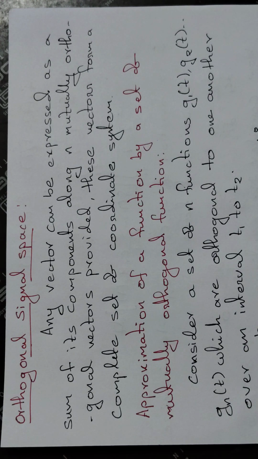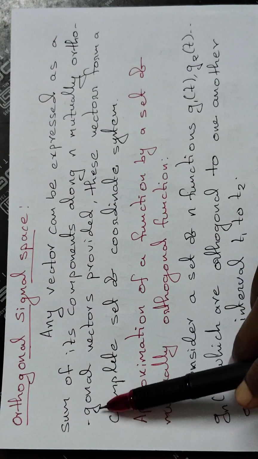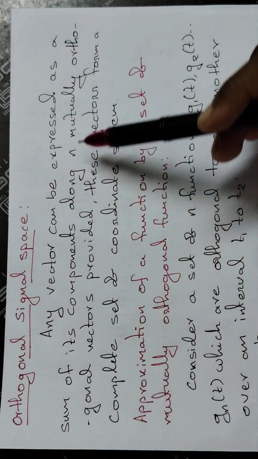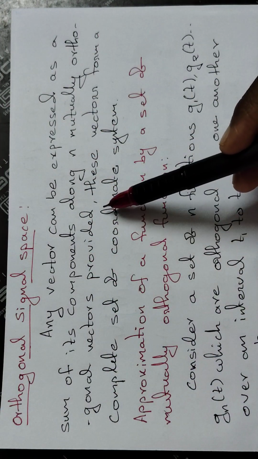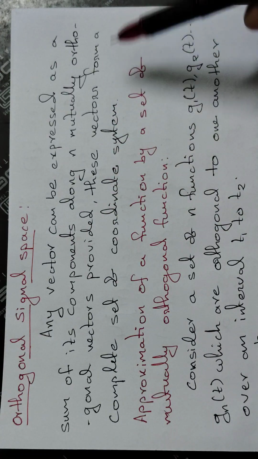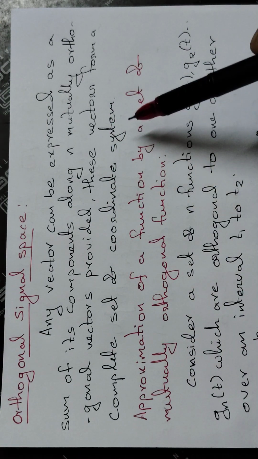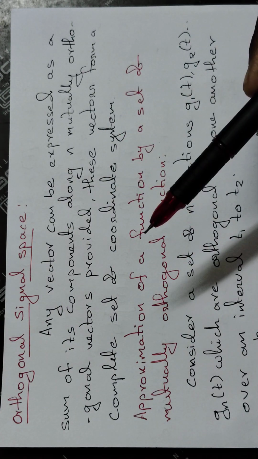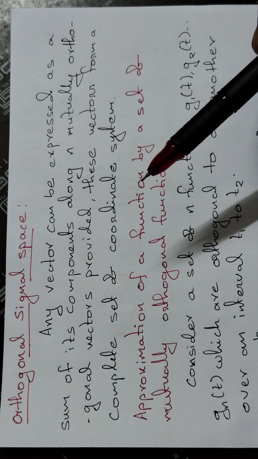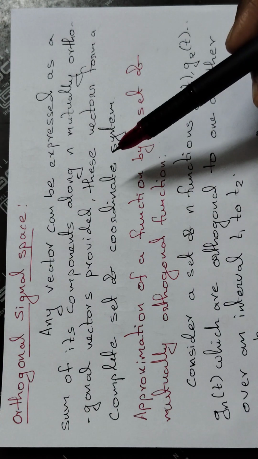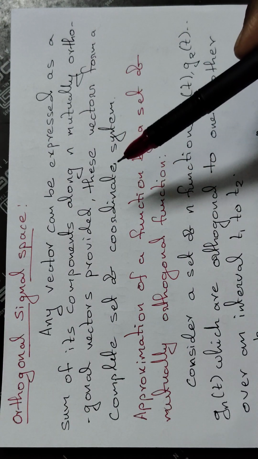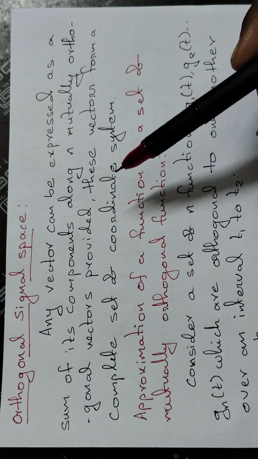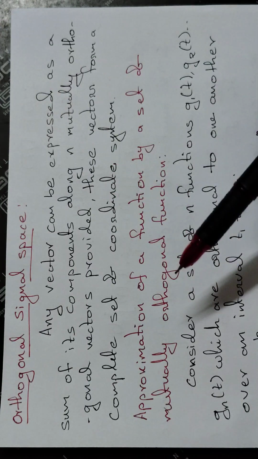In this video, I am going to explain about orthogonal signal space. Any vector can be expressed as a sum of its components along n mutually orthogonal vectors, provided these vectors form a complete set of coordinate system. Similarly, it is possible to express any function f of t as a sum of its components along a set of mutually orthogonal functions, if these functions form a complete set.